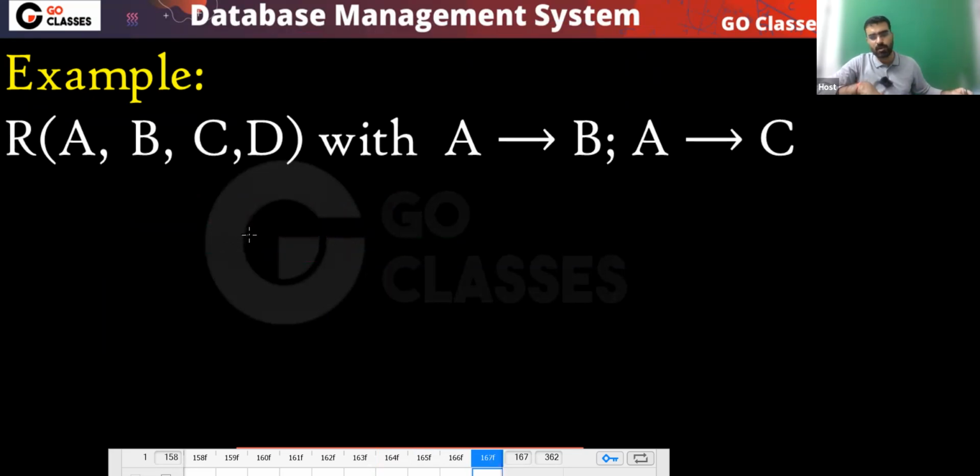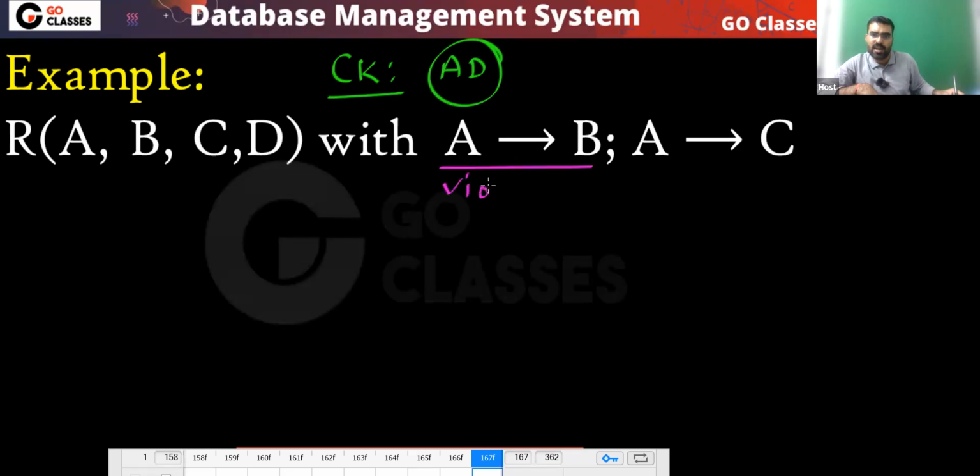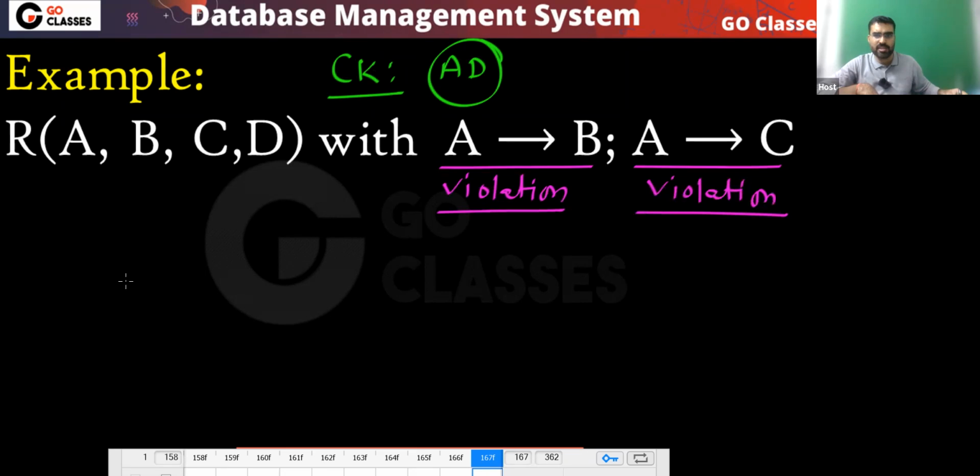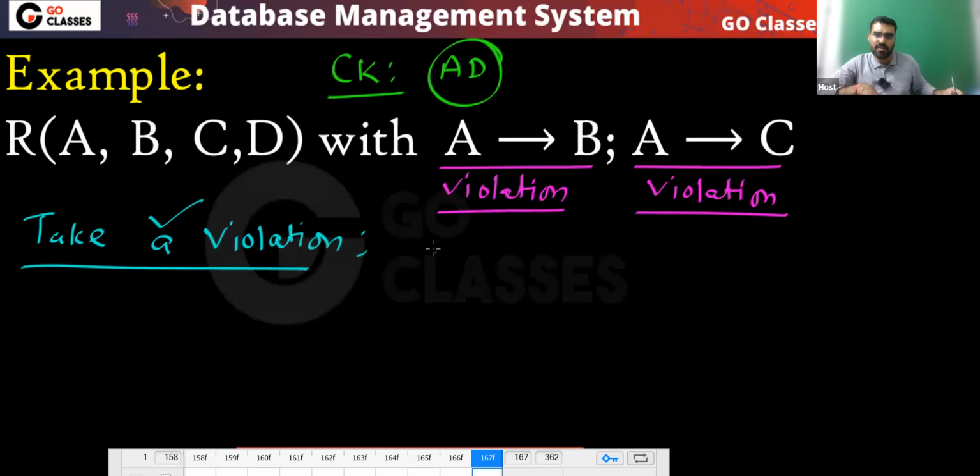So let's see BCNF decomposition. First of all, what is the candidate key? A comma D is not on RHS, so that will be the candidate key. Can you notice these are violations? This is a violation and this is also a violation. Take any violation of your choice. For example, let me take this violation.